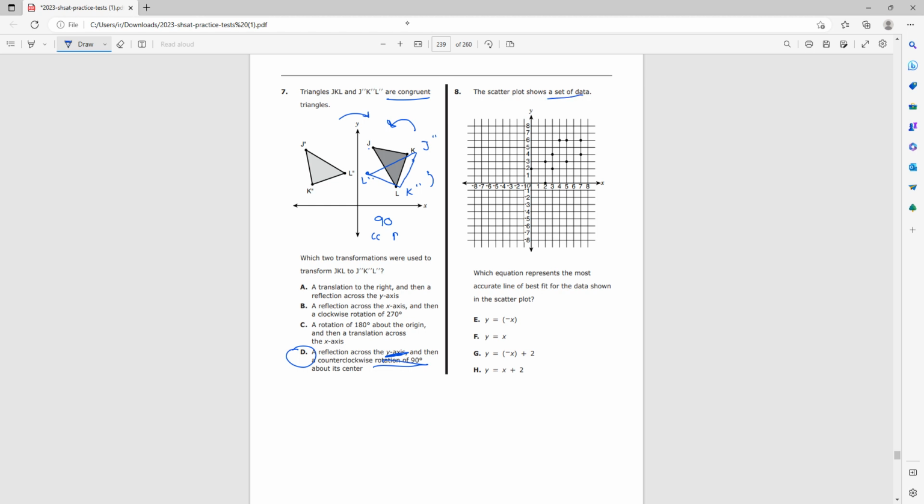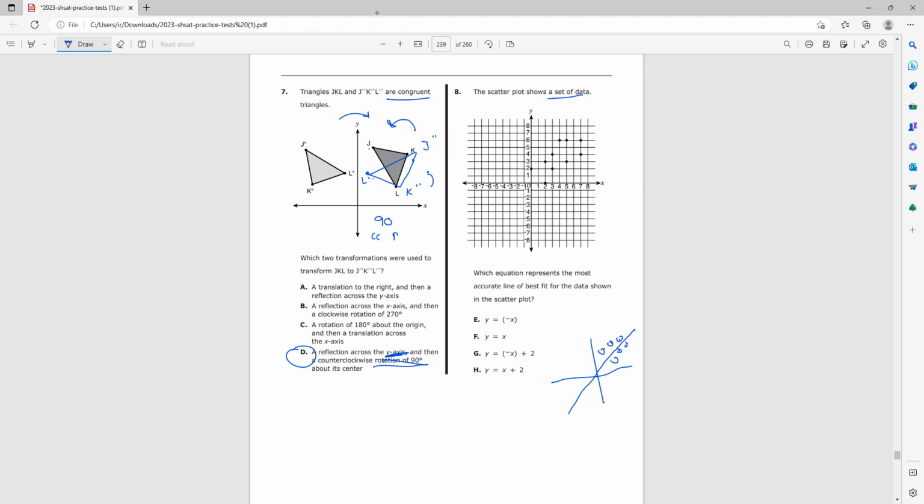Number 8, a scatter plot shows a set of data. Which equation represents the most accurate line of best fit for the data shown? So pretty much a line of best fit is a line that shows a trend in data. Whenever you have a bunch of data points, a good line of best fit is not going to go through all the data points, but it's going to have an equal number of data points on top and on bottom. So the whole point is we want our line to have an equal amount of dots on top and on bottom.